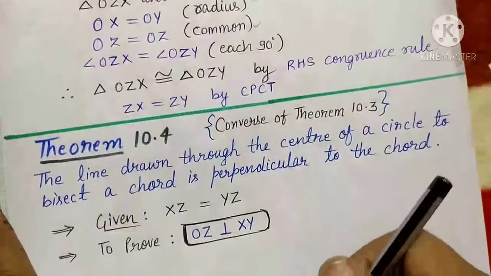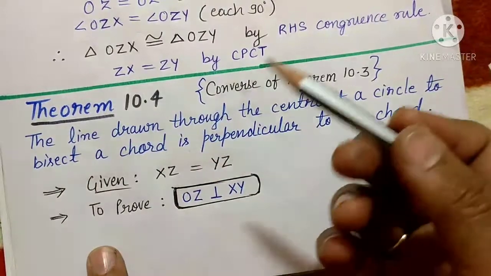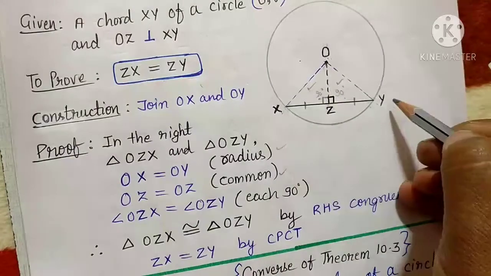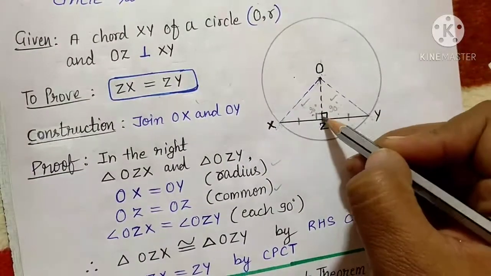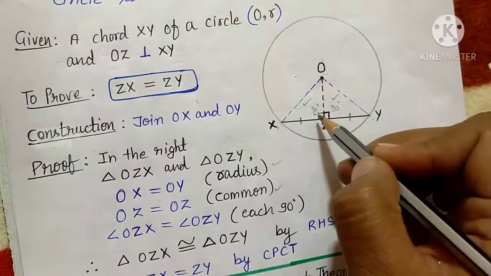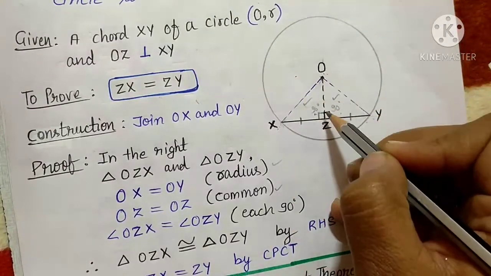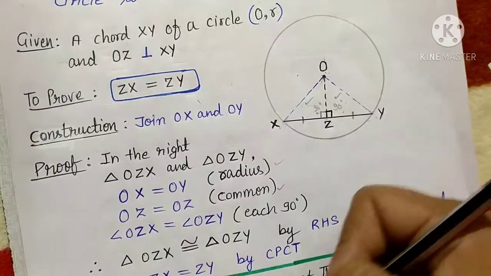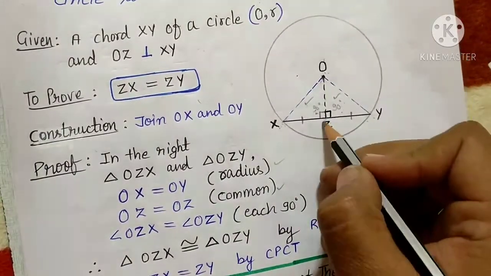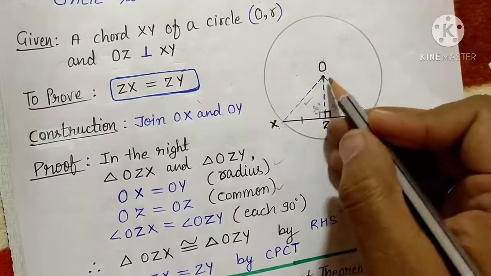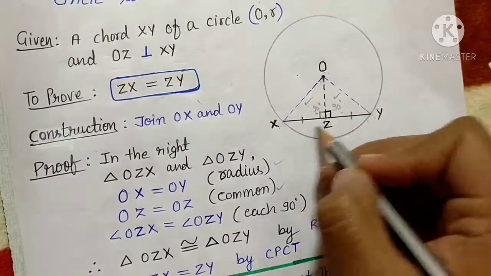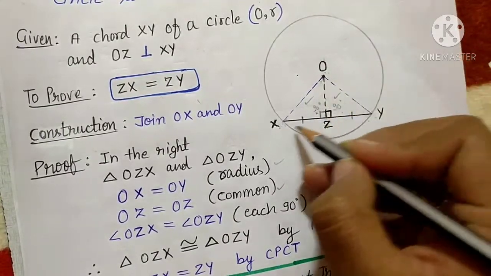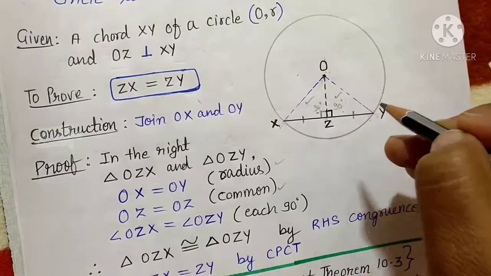Now we need to prove that these angles are 90 degrees. Okay, this theorem 10.4 is the converse of the above theorem. In the above theorem, what are we given? We are given a chord xy, on which the perpendicular OZ is drawn. It means the 90 degree angle is already given. We just need to prove that this perpendicular bisects this chord, it means zx equals zy. But in theorem 10.4 they have already given that zx equals zy. It means this line is already bisecting this chord, but these two angles should be 90 degrees. It means OZ should be perpendicular to xy. This thing we need to prove here.